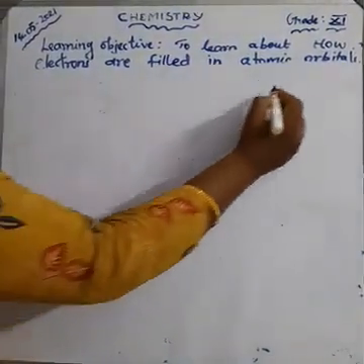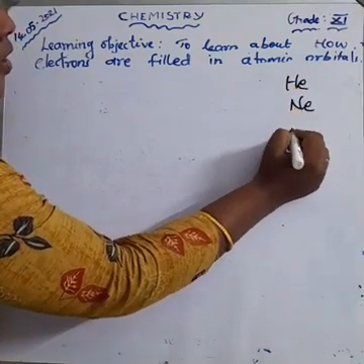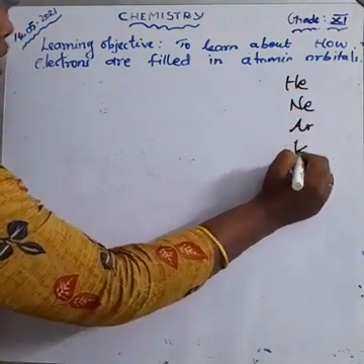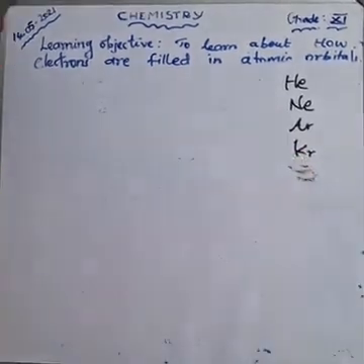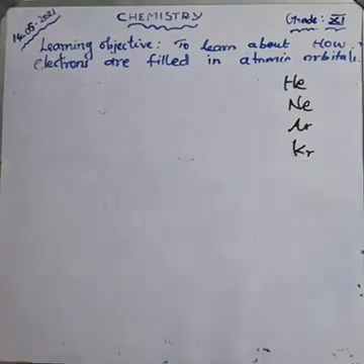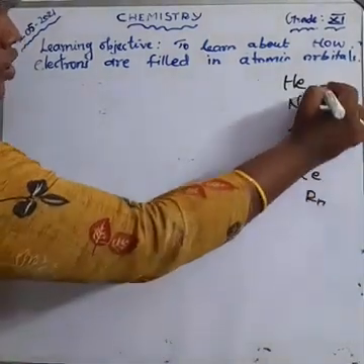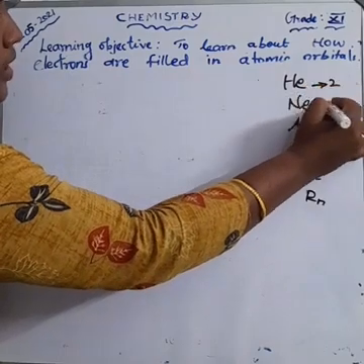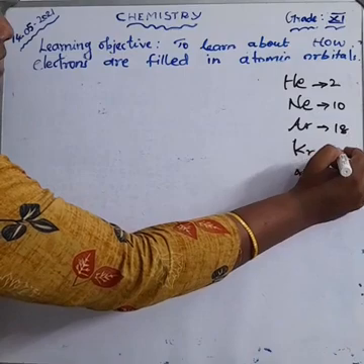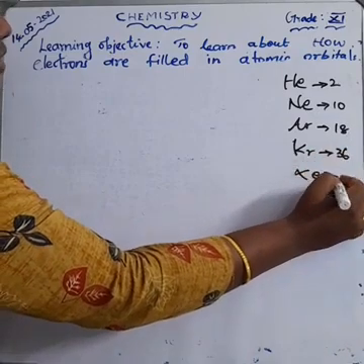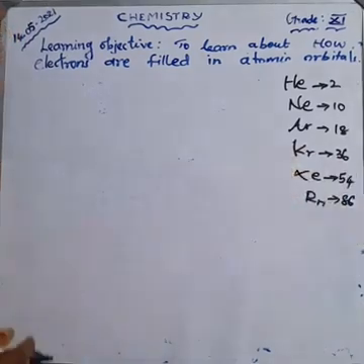What are the noble gases? Helium, neon, argon, krypton, xenon, and radon. Atomic number of helium 2, neon 10, argon 18, krypton 36, xenon 54 and radon 86. Okay.